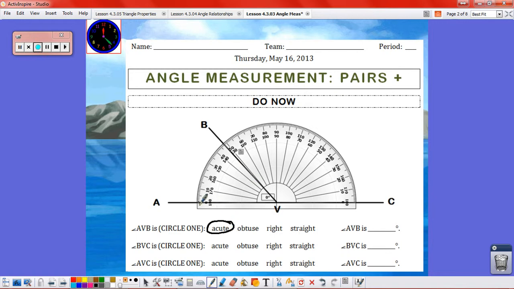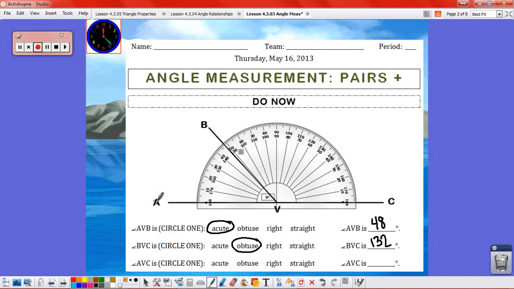If I look at the scale, it starts at 0 and goes 0, 10, 20, 30, 40, that's about 48. Or I could have just said, well, this line goes through right here, which is either 48 or 132, and the acute measurement is 48. BVC is an obtuse angle, more than 90 degrees. So again, I can either start at 0 and go up, or I can say it's either 48 or 132, and 132 is the obtuse measurement.